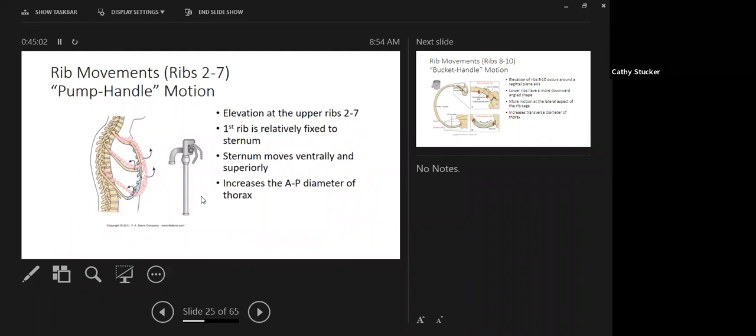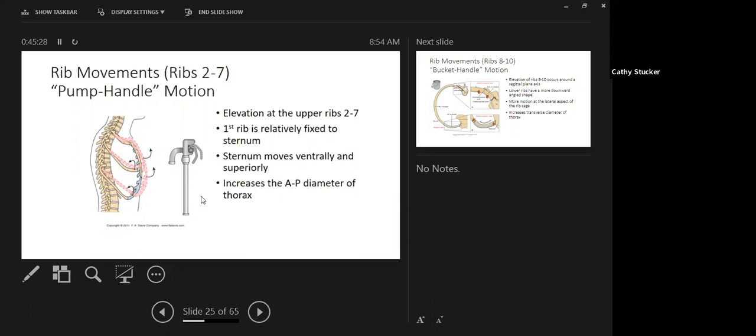Speaking of ribs, this is about all we're going to talk about ribs. I wish we had more time to talk about the thoracic motion, but we don't, and it's okay, because the rib movements are relatively important to understand as far as your breathing mechanics go. So you'll talk about these much more when you get to cardiopulmonary.